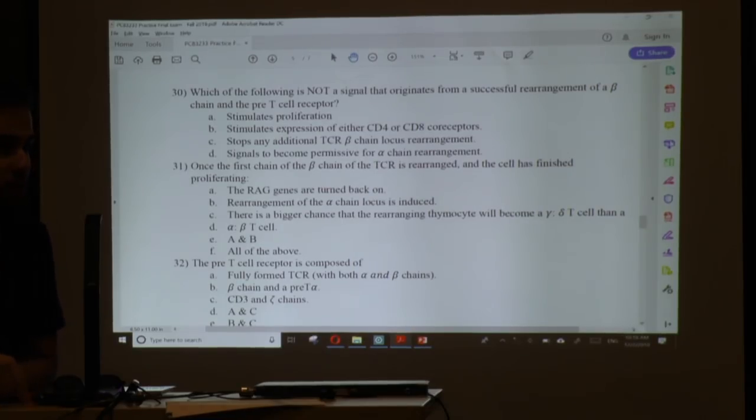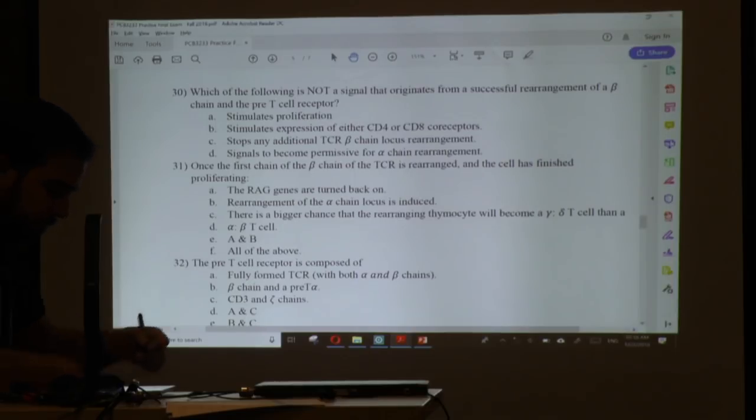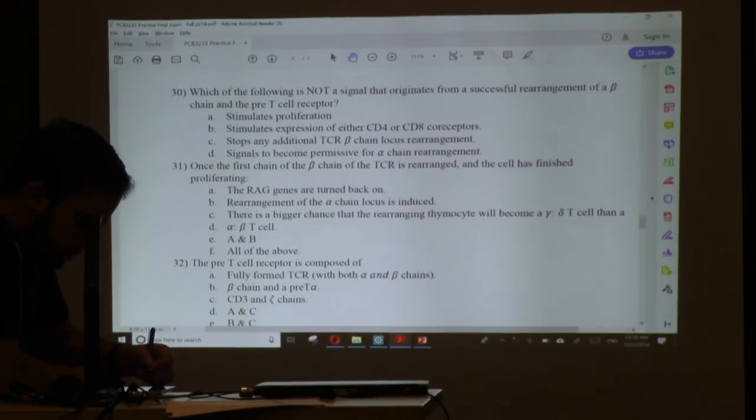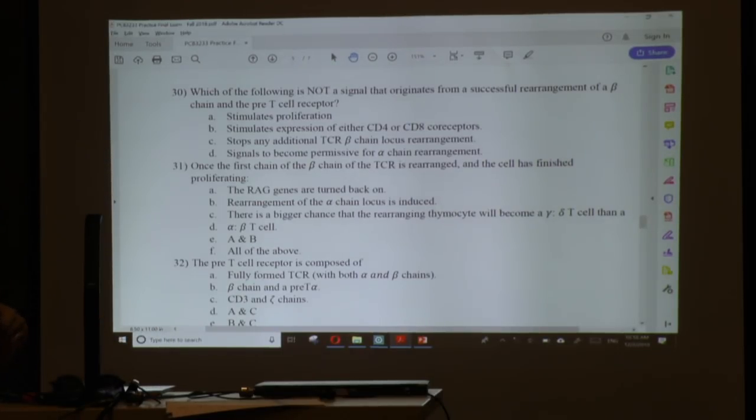And there, if it works, it's going to receive a signal that will, the question is asking which of the following is not a signal. So the signals are going to be stop beta chain rearrangement, express CD4 and CD8 on the surface, start proliferation, and allow for alpha chain rearrangement. So basically, prepare the DNA so that alpha chain genes can be rearranged as well, right?